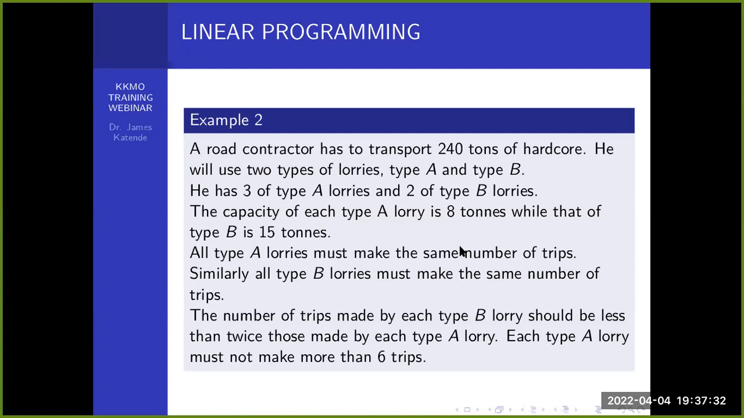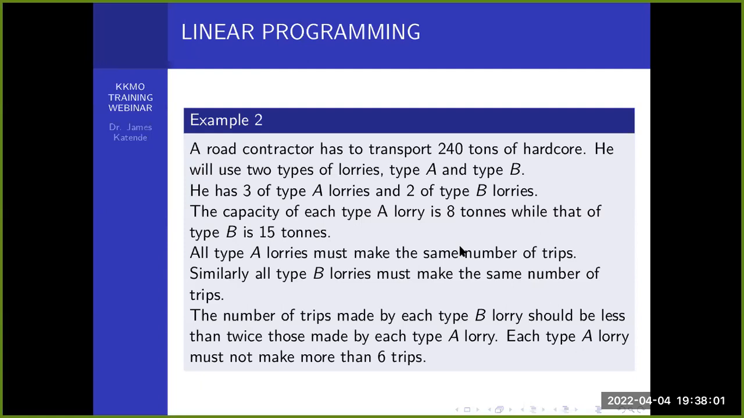So we'll read the problem again. It says a road contractor has to transport 240 tons of hardcore. This must be the material used for construction. So he will use 2 types of lorries, type A and type B. He has 3 type A lorries and 2 type B lorries.